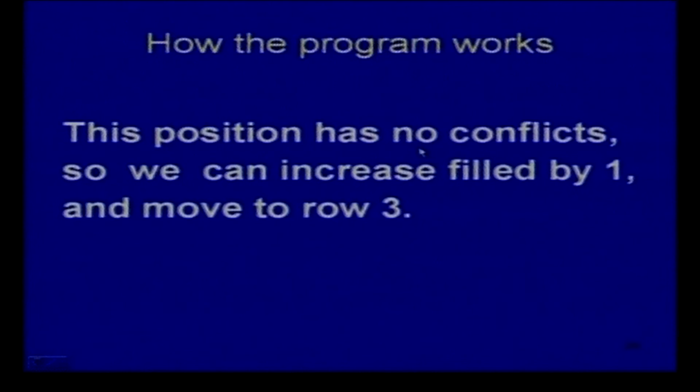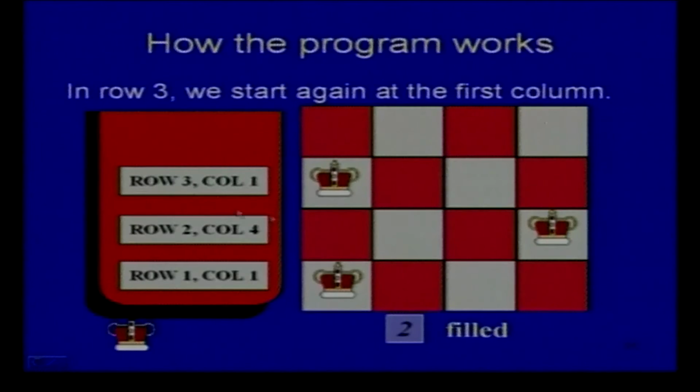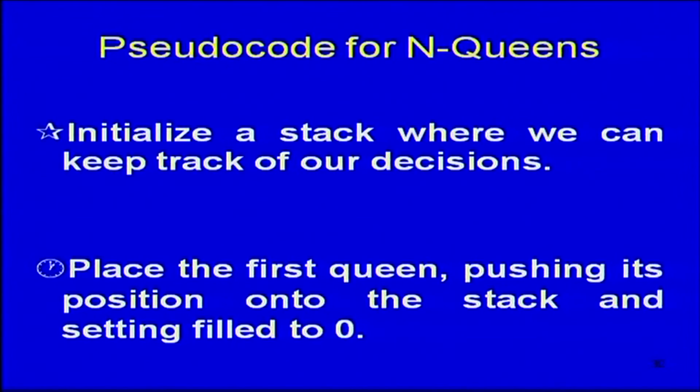Position has no conflicts. So, 2 has been filled, and then we go to 3 1, but this is a conflict. We start again at the first column, conflict, second column there is no conflict. So, that is how we go along doing the problem. You can work it out on your own and see how the 4 queens are filled.